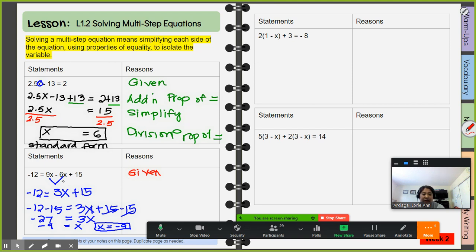So when Luis said he got 3x, it's just because he combined the like terms, right? So we're going to put simplify.